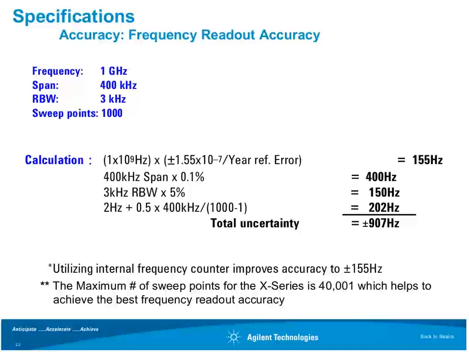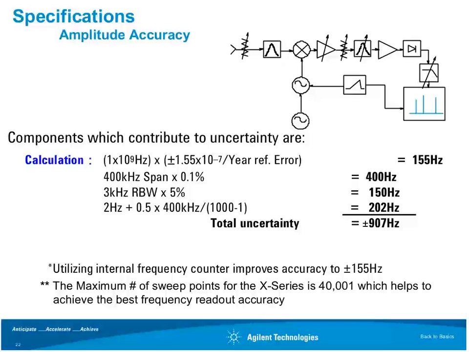Here's an example of putting numbers to that. In this case, let's say we're looking at a 1 gigahertz signal in a 400 kilohertz span, and I'm using a 3 kilohertz resolution bandwidth and 1,000 points across the screen. If I plug those values into our calculation, you see that we end up with an overall uncertainty of 907 hertz.